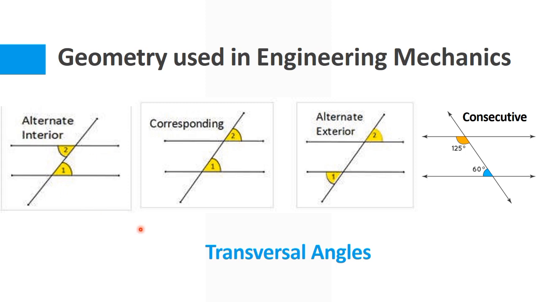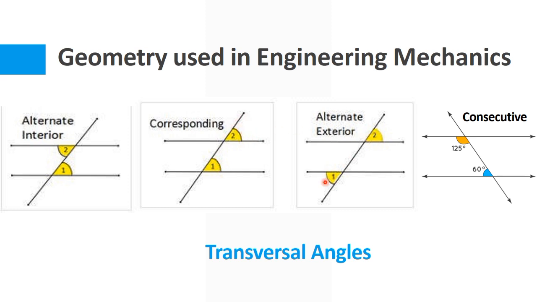And there are some interesting properties of these transversal angles. For example, these are known as alternate interior angles, this angle 1 and this angle 2, and this is the property of this line: angle 1 and angle 2 would be equal because these two lines are parallel. So if this line makes an angle of 45 degrees with this line, this angle will also be 45 degrees. Similarly, this illustration shows the corresponding angles. This means that if this is an angle of 45 degrees, this angle will also be 45 degrees.